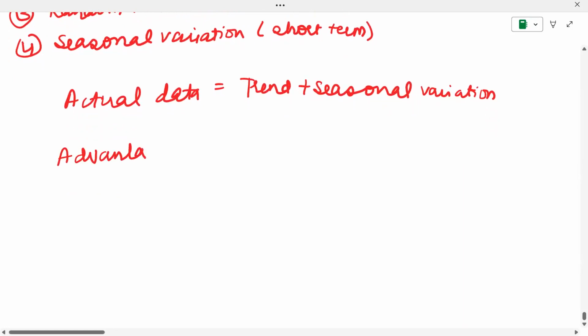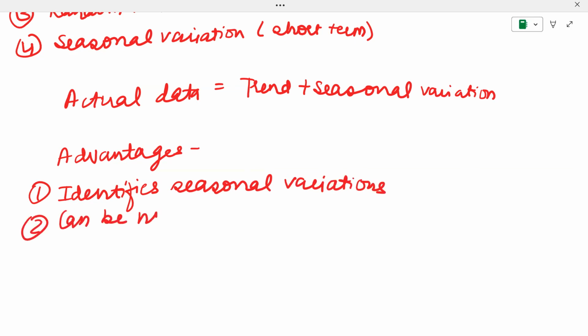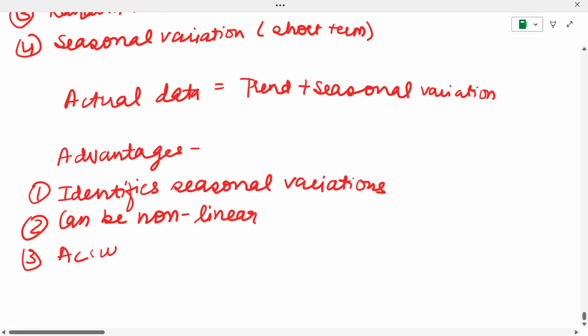If I talk about the advantages first, number one is that you are able to identify seasonal variations. Another advantage is that it can be non-linear, as opposed to the method that we were learning above. And another thing is that they are more accurate. The data that you predict with time series analysis is also more accurate.